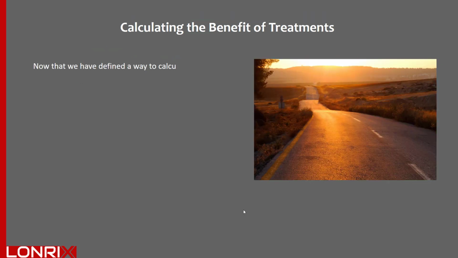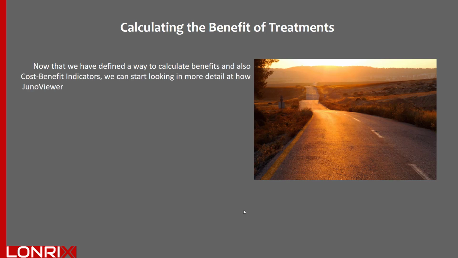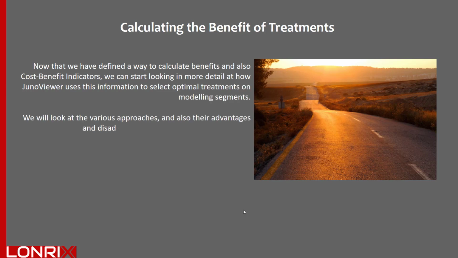Now that we have defined a way to calculate benefits and also cost-benefit indicators, we can start looking in more detail at how JunoViewer uses this information to select optimal treatments on modeling segments. We will look at the various approaches and also their advantages and disadvantages in other videos in this series.